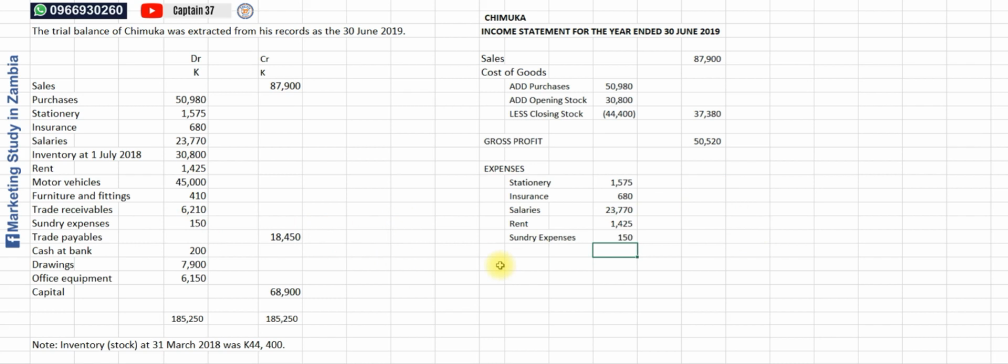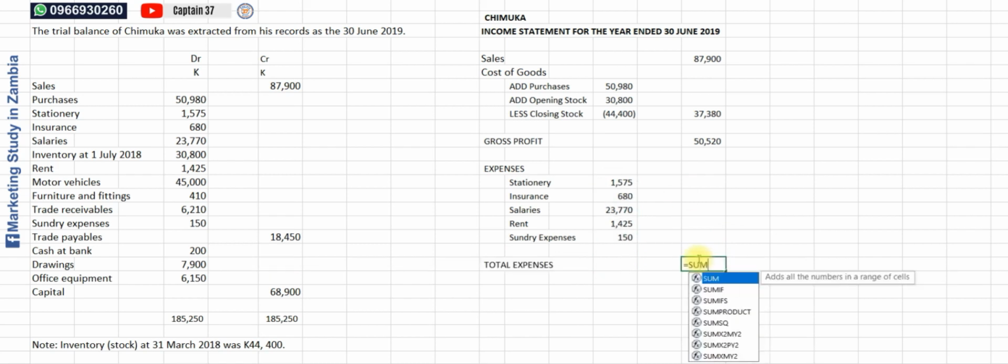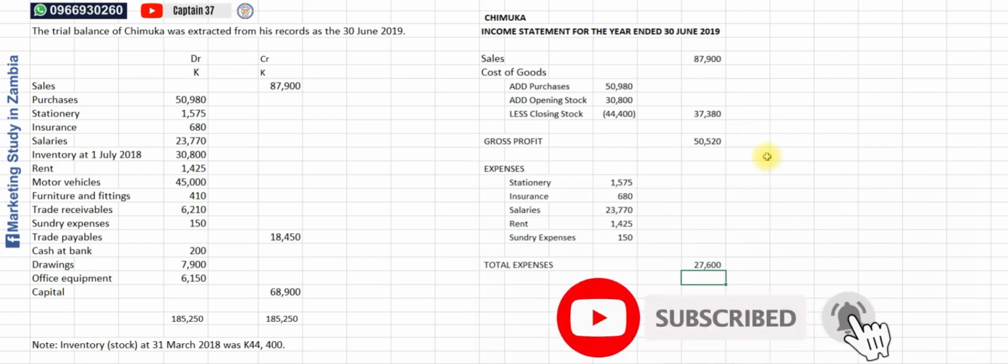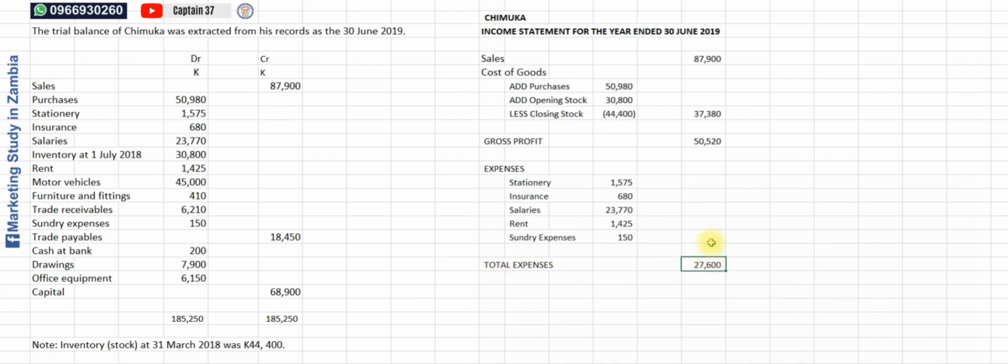We're almost done. So what we can do now is indicate the total expenses. We can write total expenses, which is just the total of these. I'm going to put this figure right here. The total expenses, these put together, give me 27,600 kwacha. What you need to do next is subtract your total expenses from your gross profit, and that is what's going to give you your net profit.